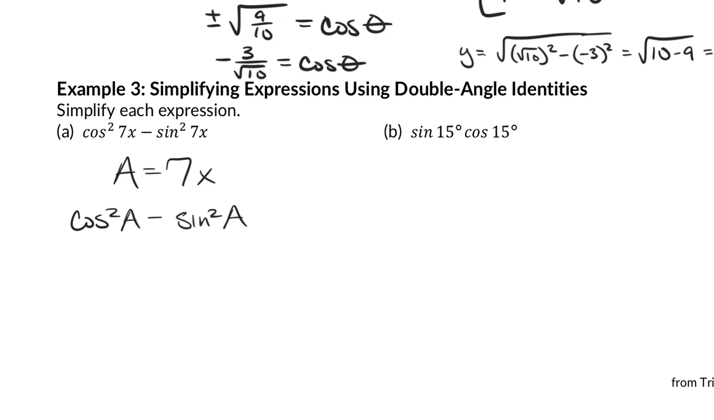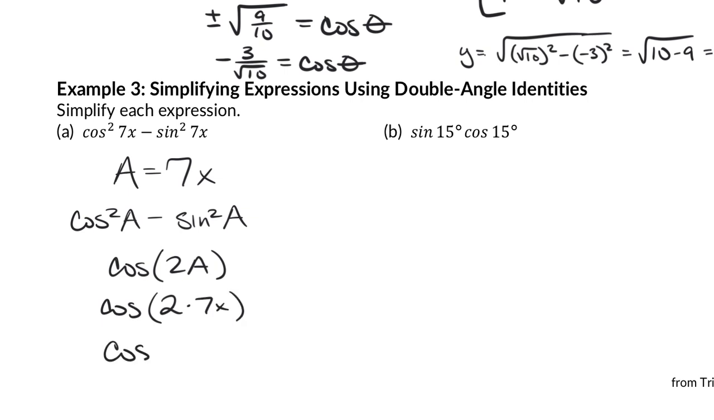And immediately, I really see that this is the formula from my formula chart, which is the cosine of 2a. But what is a one more time? 7x. So if I put that back real quick, this actually becomes the cosine of 14x. That's the simplified version of where we started.